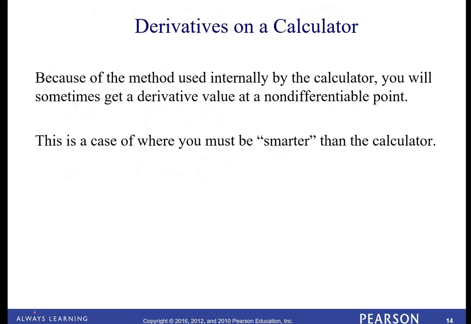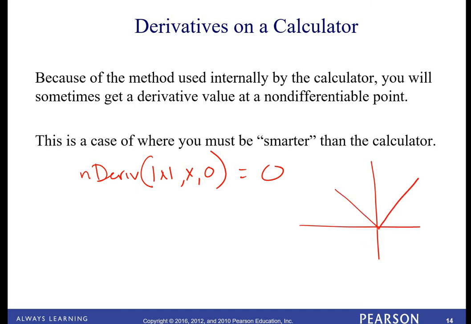Now the problem with this is because of the method used by the calculator, you will sometimes get a derivative value at a non-differentiable point. You have to be smarter than the calculator. If you use nDeriv again, and you plug in the absolute value of x for x equal to 0, it will tell you that the derivative is 0. We know that the derivative is not 0, but the calculator thinks that at 0 there is a horizontal tangent. There is not. So be careful of using nDeriv on your calculator. You need to know your function as well as understanding what a derivative means.